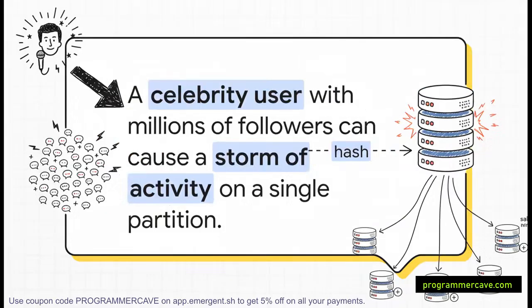But even hashing isn't a perfect silver bullet. This brings us to a more advanced senior-level concept, the celebrity problem.